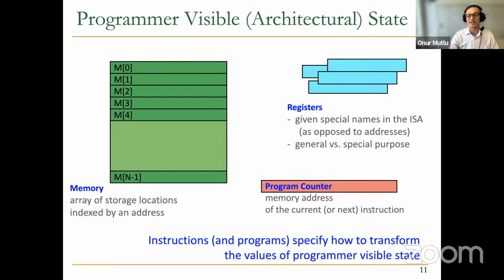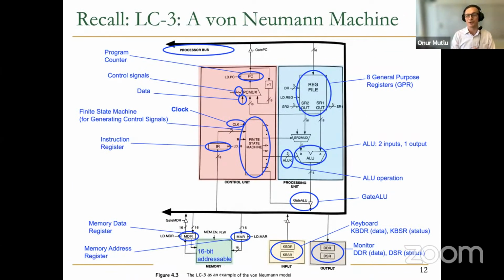As we also discussed, there's a microarchitectural state. There's state underneath that's not visible to the programmer, and we'll cover that a lot in future lectures. But a programmer cannot modify the microarchitectural state directly. They can modify the programmer visible state, memory, registers and program counter, general purpose registers and special purpose registers, directly using instructions.